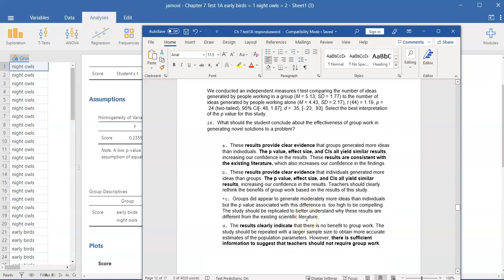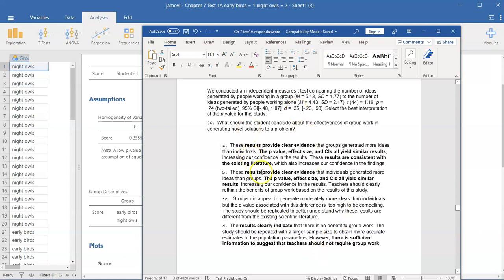Okay, and now we want to make a final statement, make a conclusion about these results. So your best answer is C here. The groups did better than the individual groups because they generated more solutions, but the p-value associated with this difference is too high to be compelling. That's true because it's a 0.24. And the study should be replicated to better understand the results. And again, it should be replicated because we have a large p-value and at least a medium, or small medium effect size. That suggests that maybe we need a bigger sample size.